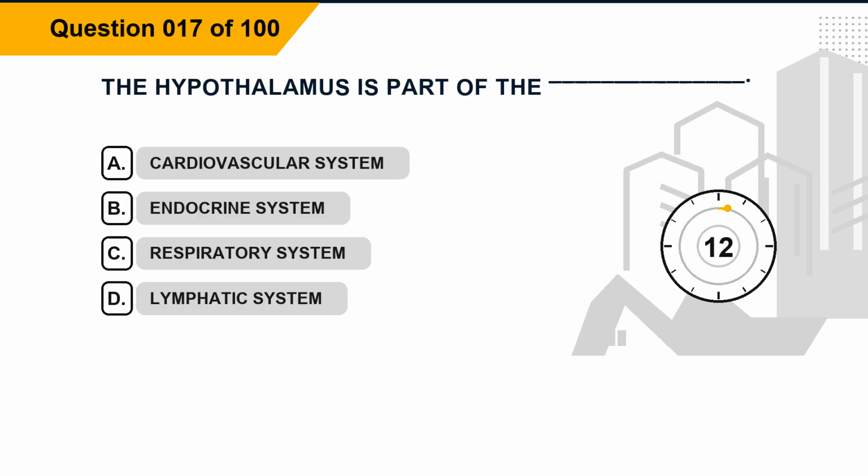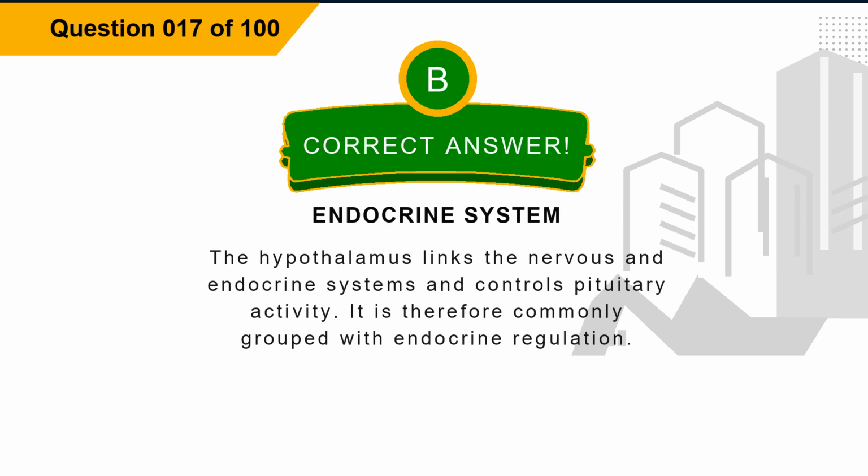Question 17. The hypothalamus is part of the blank. Option A, cardiovascular system. Option B, endocrine system. Option C, respiratory system. Option D, lymphatic system. The correct answer is option B, endocrine system. Explanation: the hypothalamus links the nervous and endocrine systems and controls pituitary activity. It is therefore commonly grouped with endocrine regulation.